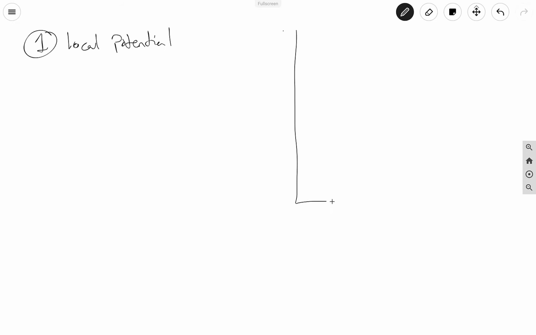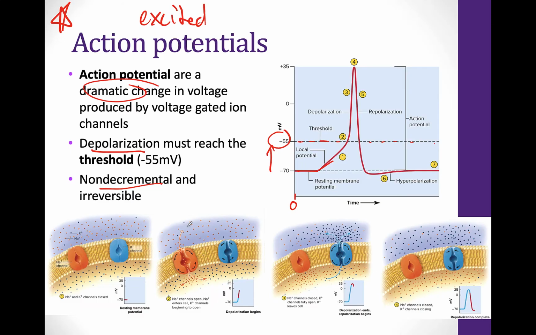We can kind of draw this on our graph here. All right, so we might start at -70, and the local potential is going to kind of bring us up a little bit here. And so we've got sodium ions that are entering the cell. So remember that sodium is positively charged. So when it enters the cell, it's going to become less negative, which means more positive. So you can see that this is going up. So you can see this local potential happening here. These sodium ions are coming into the cell, raising the voltage.